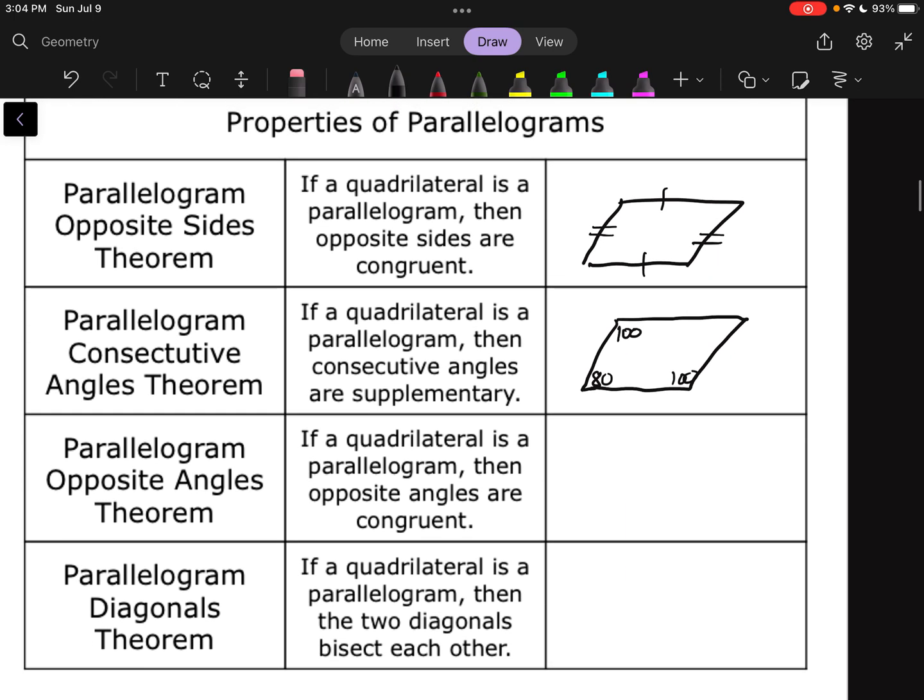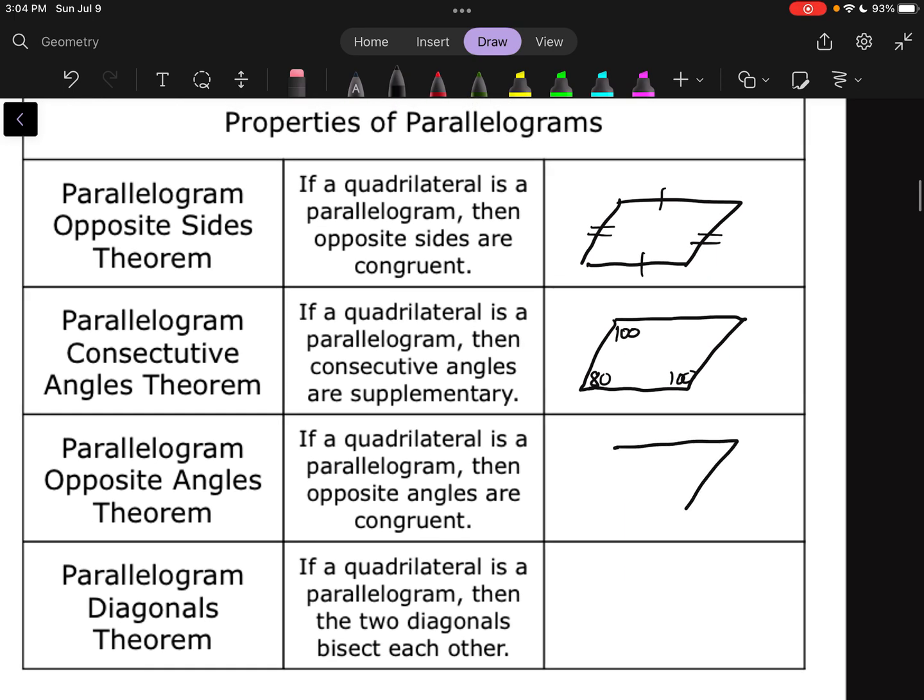Then we got the opposite angles theorem that says in every parallelogram, opposite angles like those 2 have to be congruent, and opposite angles like these 2 have to be congruent. Then we got the diagonals theorem, and that one says that if you've got a parallelogram, the diagonals, so the lines going from opposite vertex to opposite vertex, are going to bisect each other. They're going to cut each other into 2 equal parts.